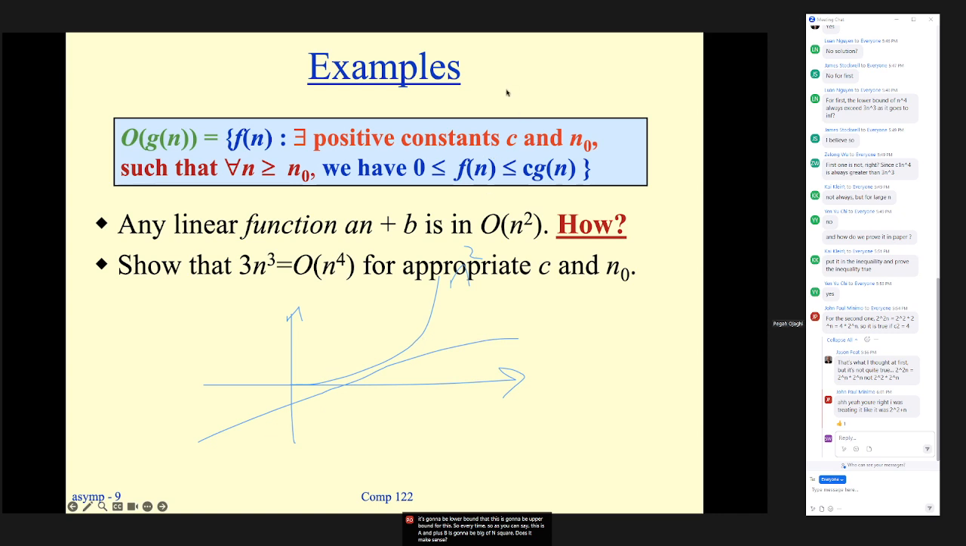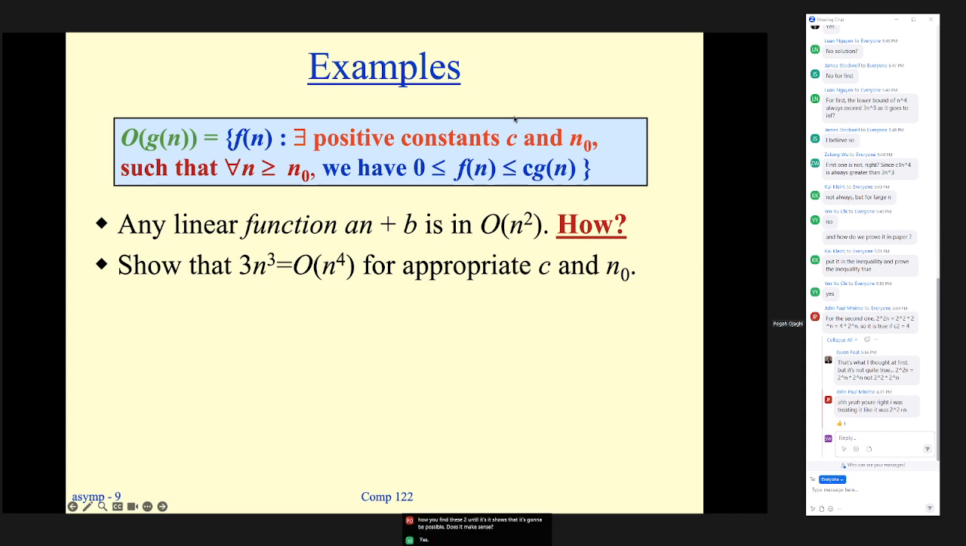Now let's do the other thing. For example, show that 3n cubed is equal to big O notation of n to the power of 4. So you need to find C and n naught. How you find these two, until it's found, shows that it's possible. Does it make sense? Yes. Okay, so that's the other thing you need to calculate.